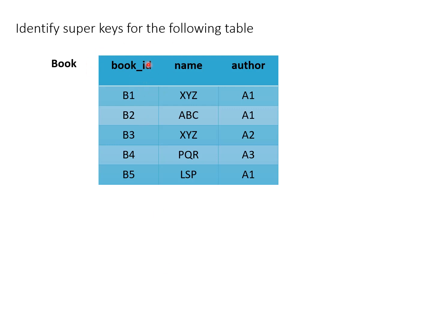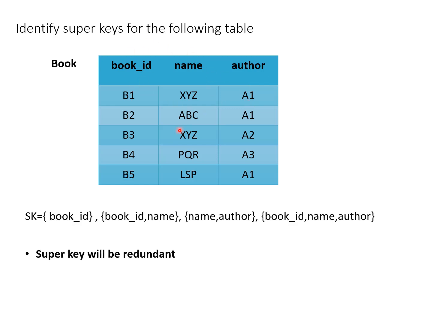If I say that book ID is one of the super keys, then I could also say name and author, this combination, and I could also say book ID and name, and book ID and author, this combination. So all those permutations and combinations could be a super key.